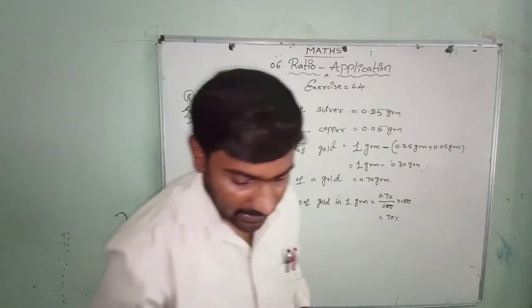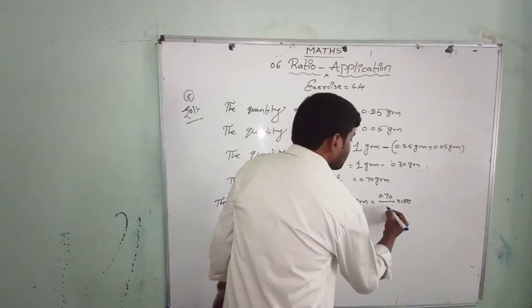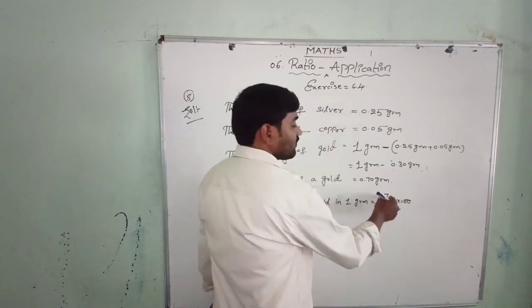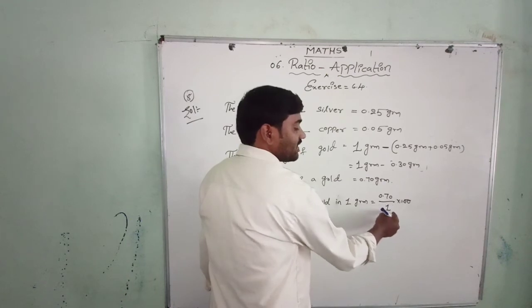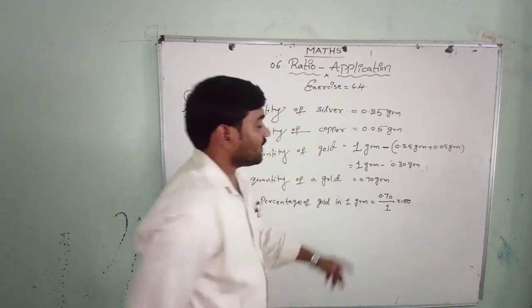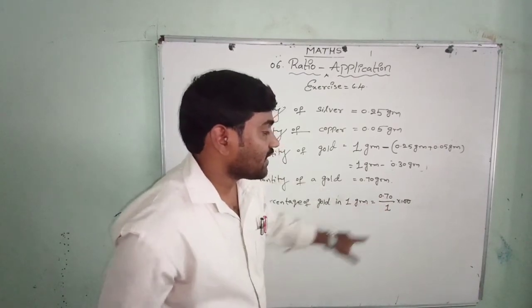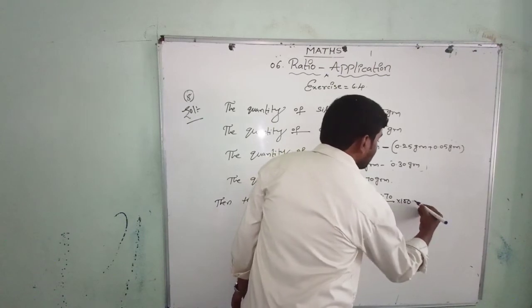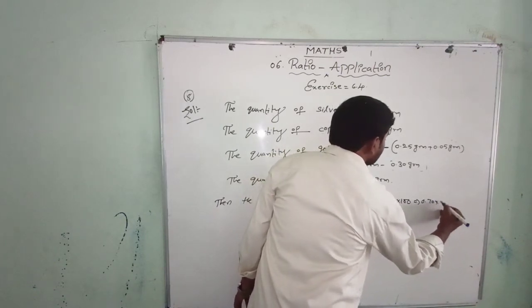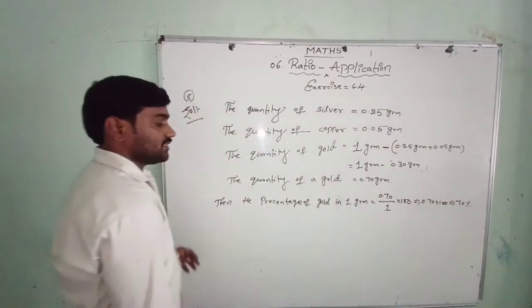Sorry, it is not by 100, it is by the total quantity. The given quantity is 0.70 by 1 gram actually. The gold quantity is only 0.70 by 1 gram into 100. So 0.70 into 100 is equal to 70, nothing but 70%.